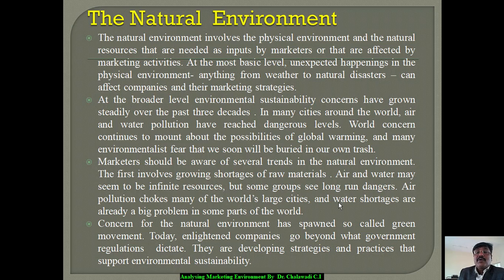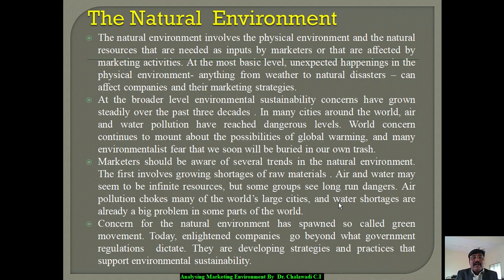Marketers should be aware of several trends in the natural environment. First of all, it involves growing shortages of raw materials. For example, if the natural environment is not right, it may lead to a shortage of raw materials. Air and water may seem to be infinite resources, but some groups see long-run dangers. Air pollution chokes many of the world's large cities, and water shortages are already a big problem in some parts of the world.